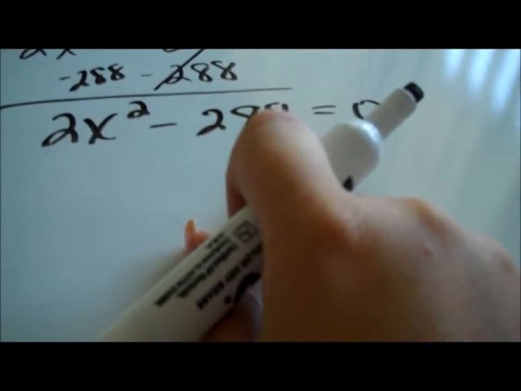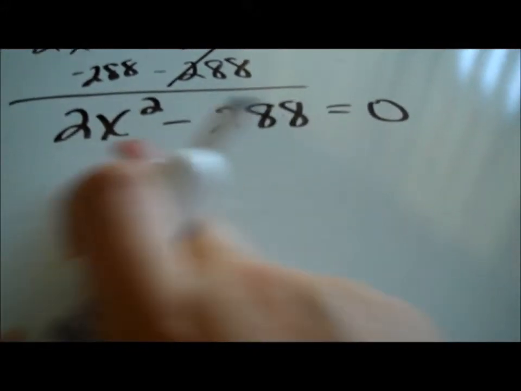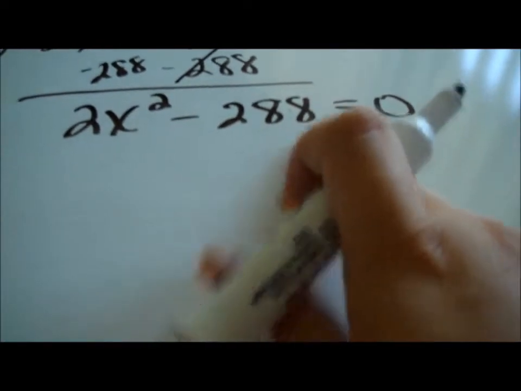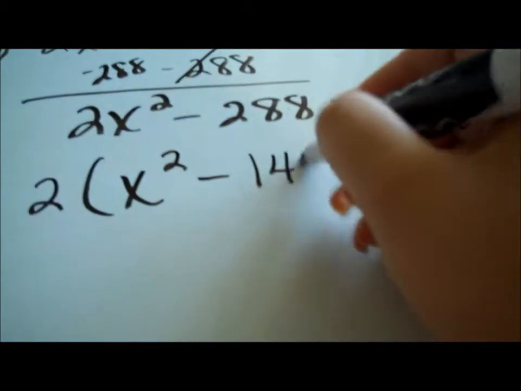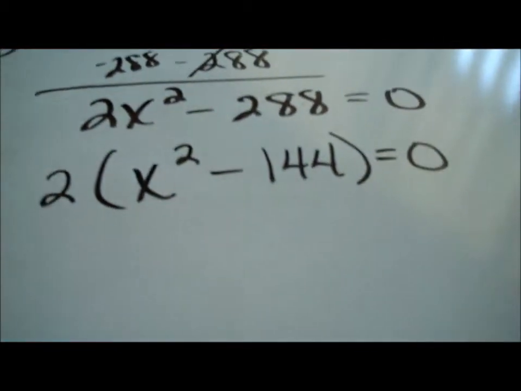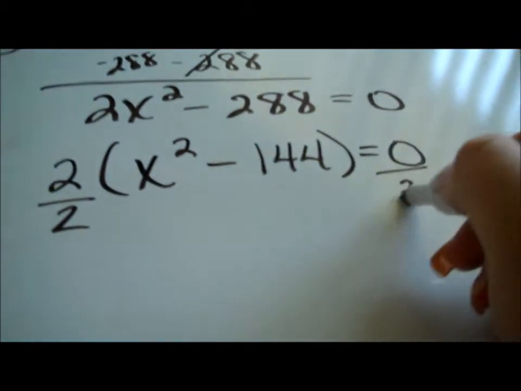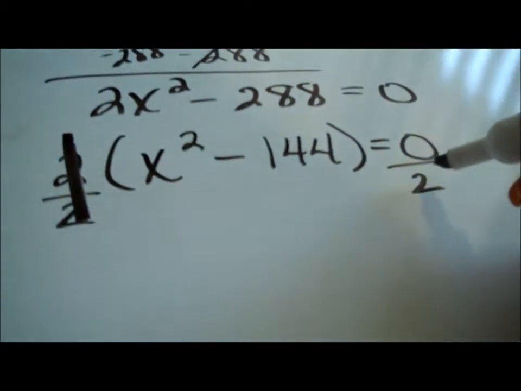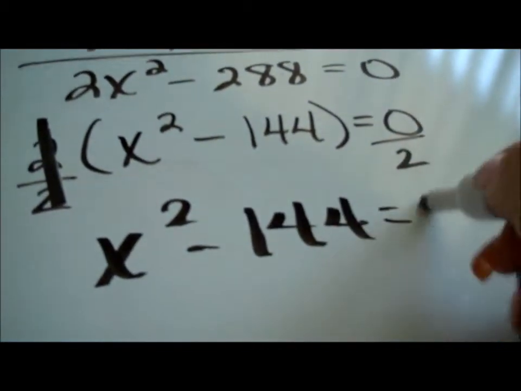Okay, we need to then solve, we need to factor this. And the first thing you should be asking yourself, are there any GCFs? And that is a yes, because this is 2 and that's an even number, so I can factor out a 2. So this becomes x squared minus 144 equals 0. Now I would really like this 2 to go away, so what I'm going to do is divide both sides by 2. And that gets the 2 to go away, because 0 divided by anything is just 0.